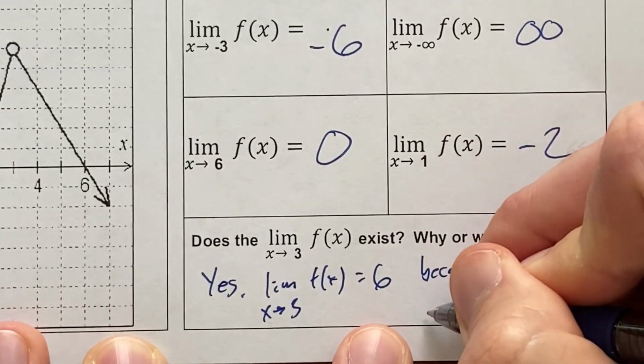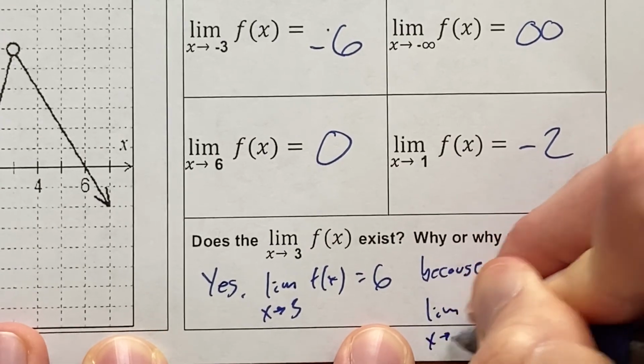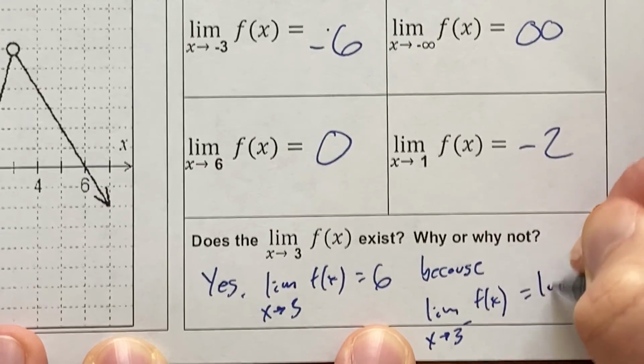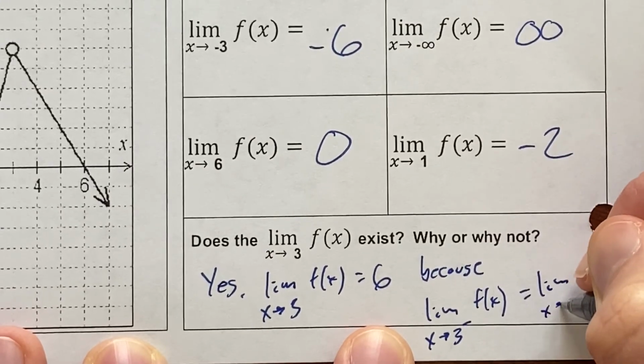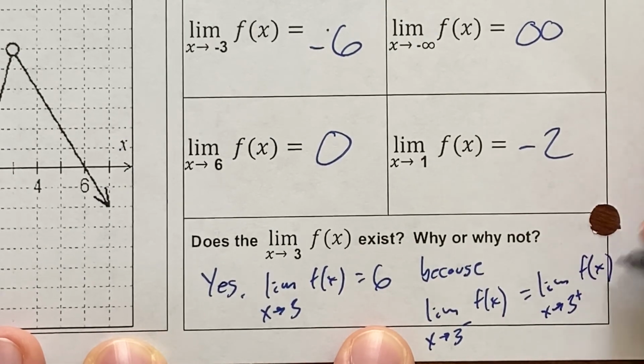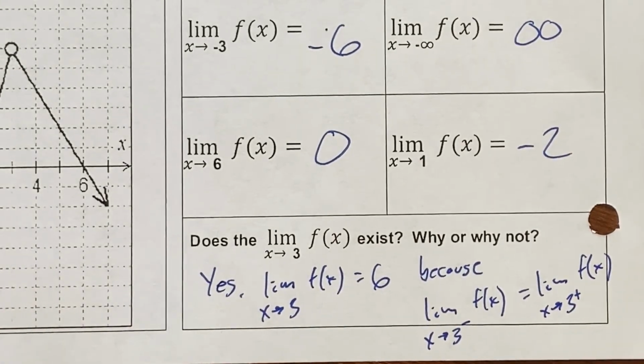Because limit as x approaches 3 from the left equals limit as x approaches 3 from the right. Ta-da!